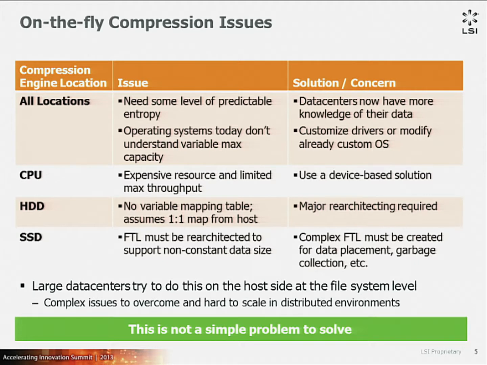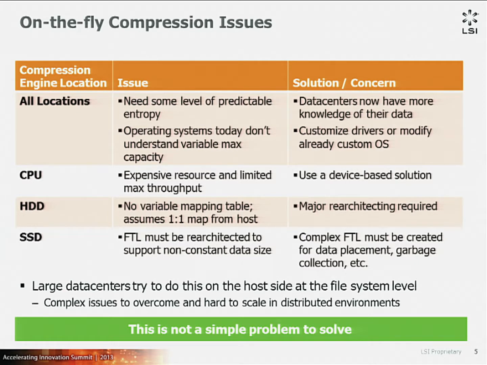So let's look at the CPU. If we do the compression at the CPU, you're really using an expensive resource that's limiting your max throughput. And so the solution there would be, well, move it down to the device. Okay, so let's look at HDD. So could we do it at the HDD level? Well, that's really difficult because there's no variable mapping table.